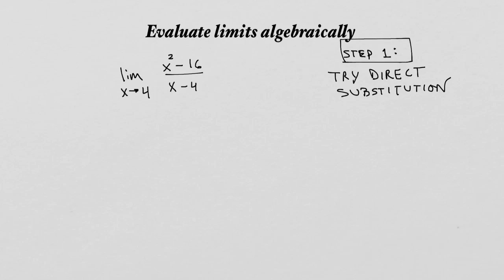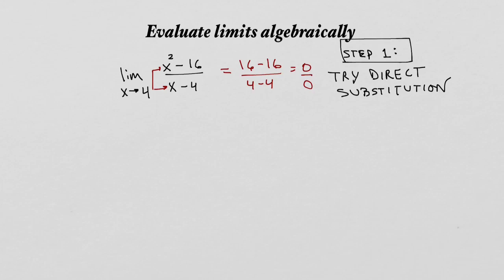You should be able to see this function already is going to have an issue, but let's just verify what happens when we try direct substitution. If we try to take 4 and plug it in for x, we're going to end up with 4 squared, which is 16, minus 16, divided by 4 minus 4, which is equal to 0 divided by 0, which I've already mentioned in another video, is something called indeterminate form. I know nothing about my answer when I get 0 divided by 0. I cannot determine what's going on.